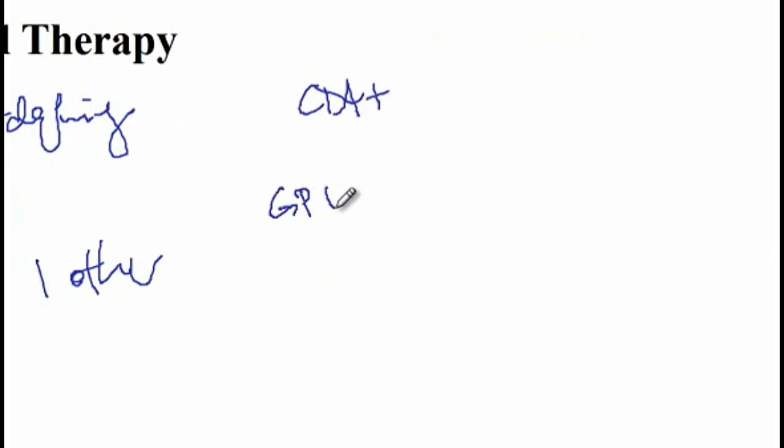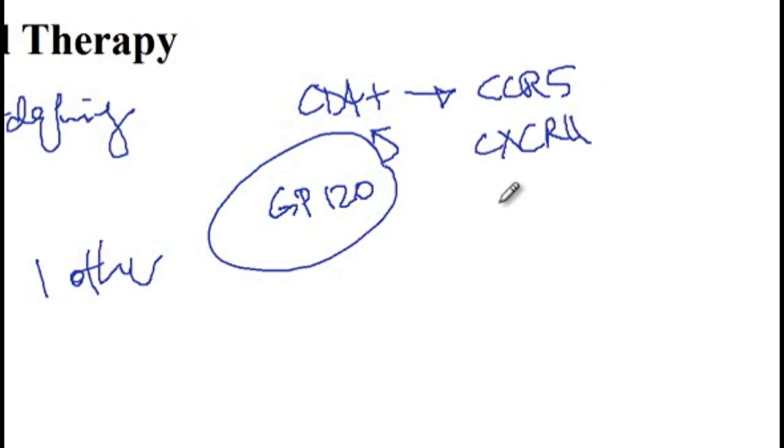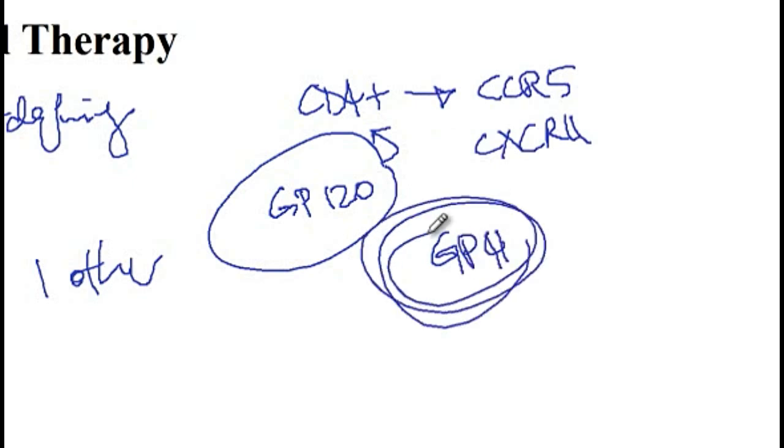So the GP120 surface protein recognizes the CD4 receptors, after which it makes conformational changes that will make the CCR5 and CXCR4 co-receptors available. Binding of GP120 to these co-receptors will make the GP41 protein induce fusion and entry of the virus. So once the virus has entered, it's an RNA virus.